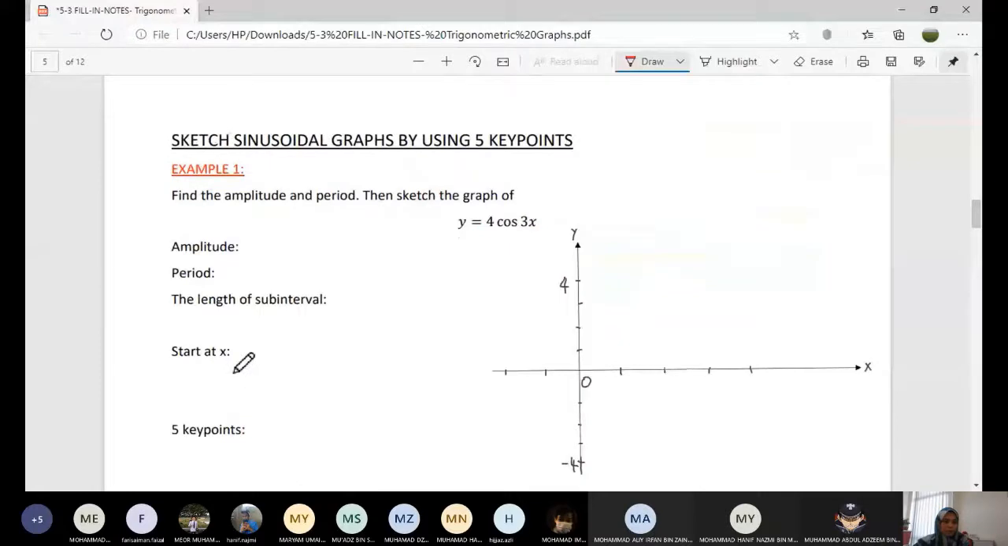Now we want to look at example number 1. Get ready with your pen, pencil and your paper. You are given y equals 4 cos 3x. So your amplitude here is the absolute value of 4, which gives you 4. And for its period, it is 2 pi over your b, which is 3. So the period is 2 pi over 3.